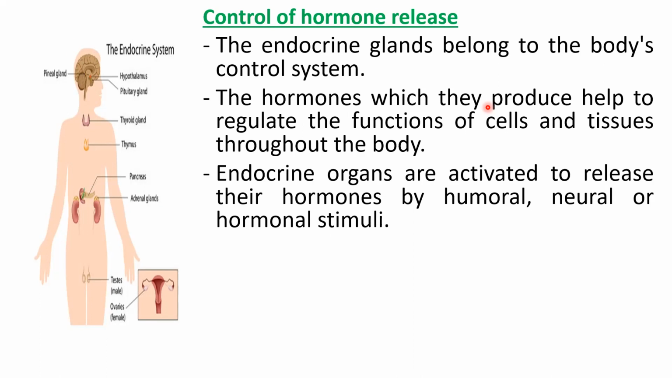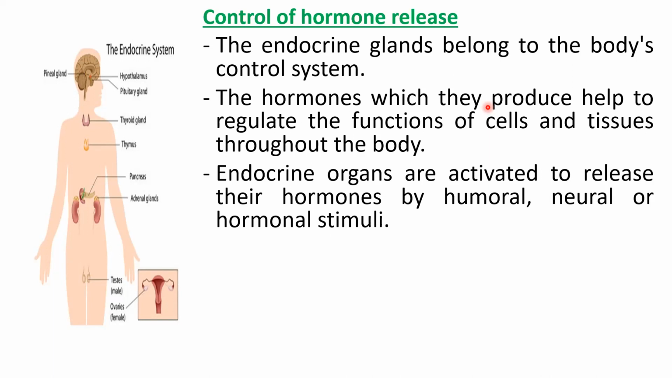As I told you, the nervous system controls all the systems of our body, whether it is the digestive system, reproductive system, respiratory system, excretory system, endocrine system, exocrine system, or circulatory system. All these systems are controlled by the nervous system, or we can say there is control on these systems through the nervous system.